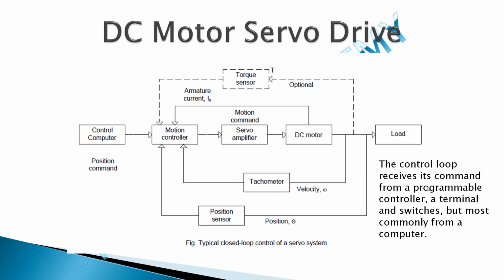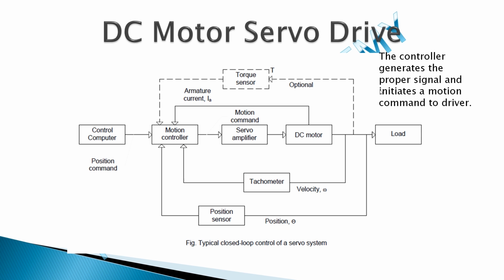The controller receives commands from the programming controller. Here some programming is already done, and the instruction is sent from the controller to the servo amplifier, through terminals or switches, but most commonly we send the signal from the computer. The controller generates the proper signal and initiates the motion command to the drive. Whatever signals there are, on, off, to increase the speed, to decrease the speed, I am sending from the motion controller to the servo amplifier, and according to that the servo amplifier supplies the current and voltage to the DC motor.